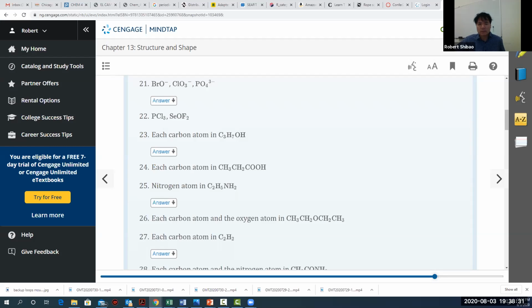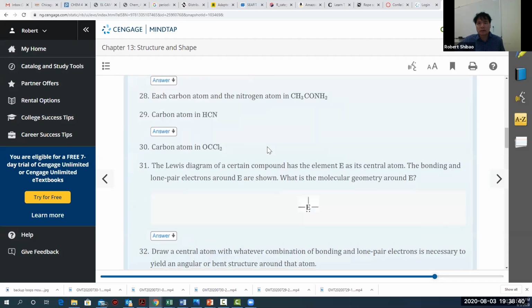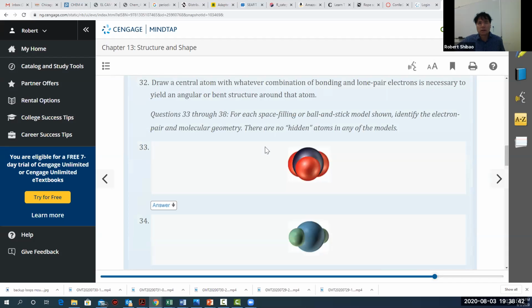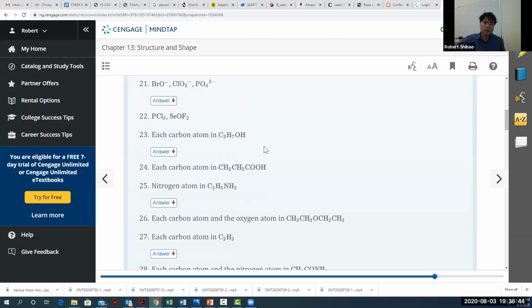Lewis structures are pretty important in chemistry, so we're falling behind, but it's because the Lewis structures are not bad. Lewis structures in VSEPR. Okay. All right, so I'm going to pause the recording.